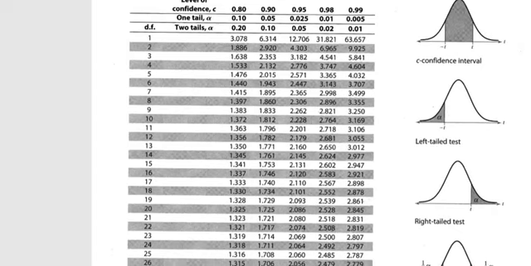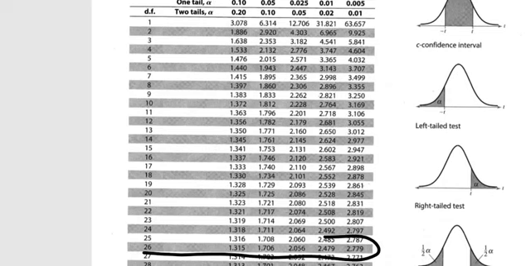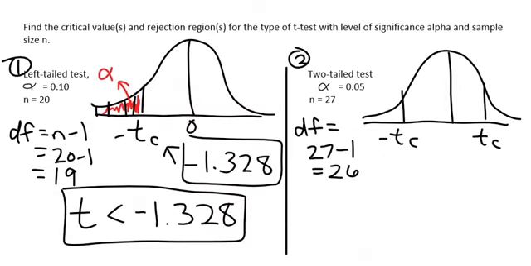Now let's go to our table and read off the critical value. Here's my t-table, and I'm going to scroll down until I see the degrees of freedom that I want, 26. Since this is a two-tailed test, we're going to use the row that says two-tail. My alpha was 0.05, and the t-value that corresponds with that is 2.056. So this value here is negative 2.056, and this one is positive 2.056.